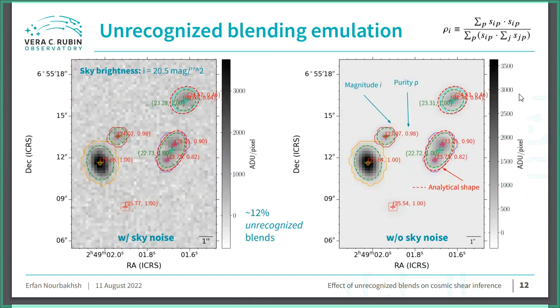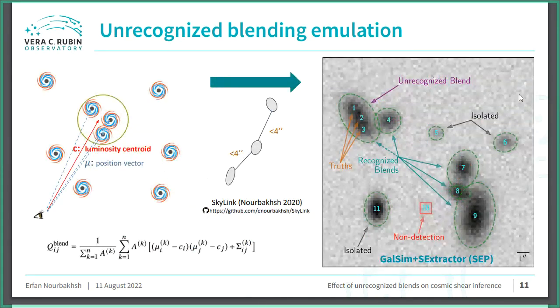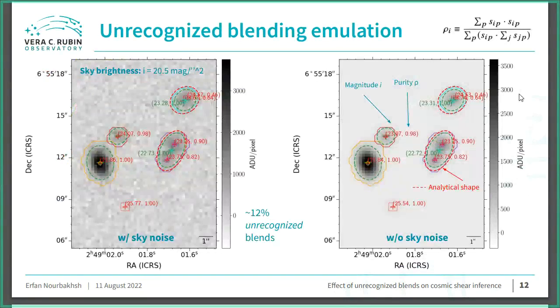So the same picture I showed you here is created by the pipeline that is designed for this study. This is just an example to show you how it works. Here on the left, you can see a crowded region with sky noise. On the right, without the sky noise, just to show you how sky noise is going to change things. And you can see two galaxies here that are blended unrecognizably.